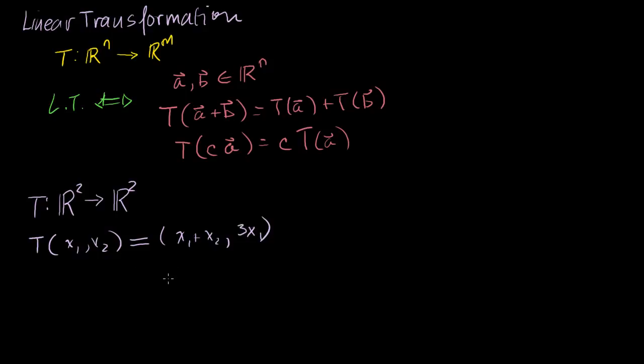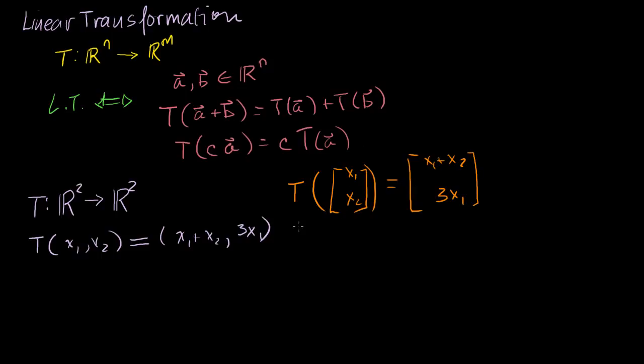We could have written this more in vector form. This is kind of our tuple form. It's good to see all the different notations that you might encounter. You could write that the transformation of some vector x, where the vector looks like this, x1, x2, equals some new vector, x1 plus x2, and then the second component of the new vector would be 3x1. That's a completely legitimate way to express our transformation.